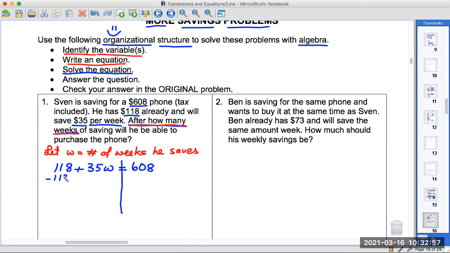Subtract 118. $35W equals 490. Is it 490? I think so. Divide by 35 and use a calculator. Don't erase your W. That's the number we need. 490 divided by 35. Let's see.